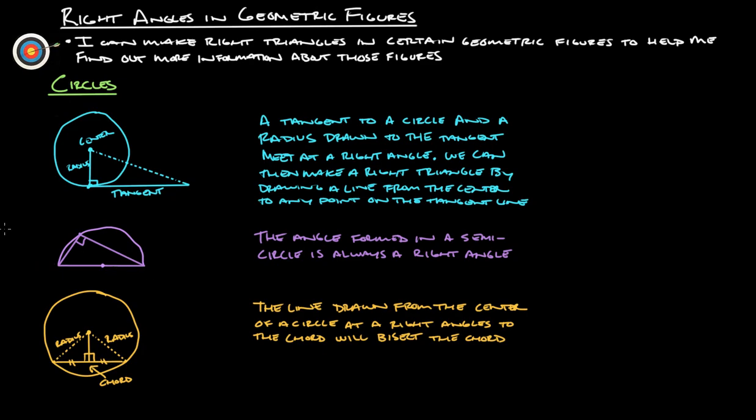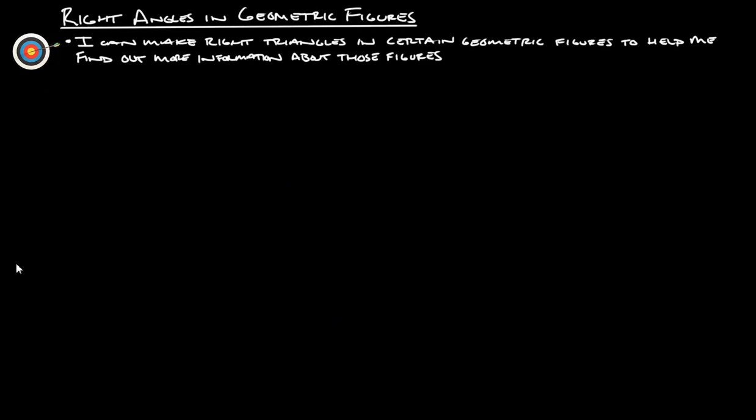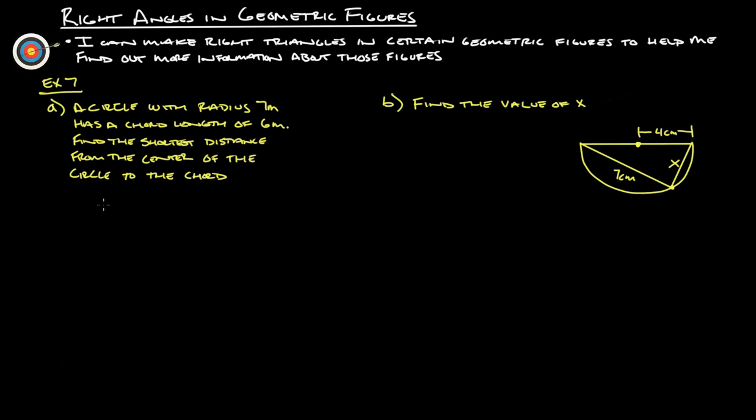Okay, so using that information, let's try these two questions here. Example 7. A circle with radius 7 meters has a chord length of 6 meters. Find the shortest distance from the center of the circle to the chord. So let's draw ourselves a circle, draw all of our important information here, and then let's figure out what we can do with that.